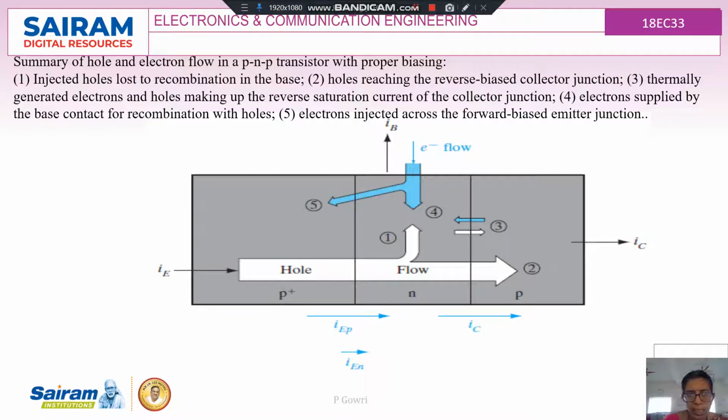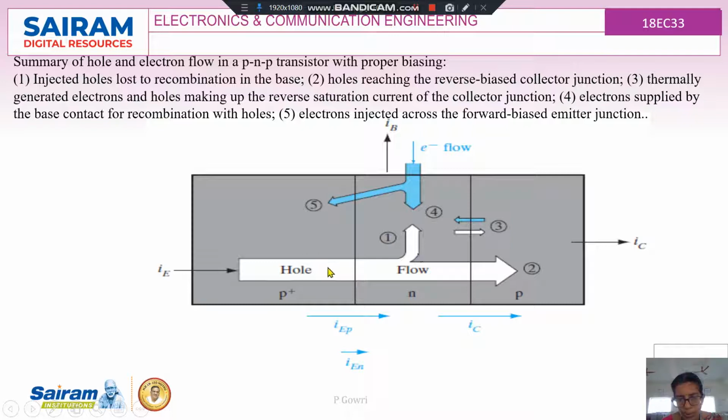So here, when I take a transistor, this is a PNP transistor. We know that P plus stands for the emitter being heavily doped, P indicates that it is moderately doped, and N is the base region. Now, as the starting of this process, we assume that the emitter to base junction is forward biased and the collector to base junction is reverse biased.